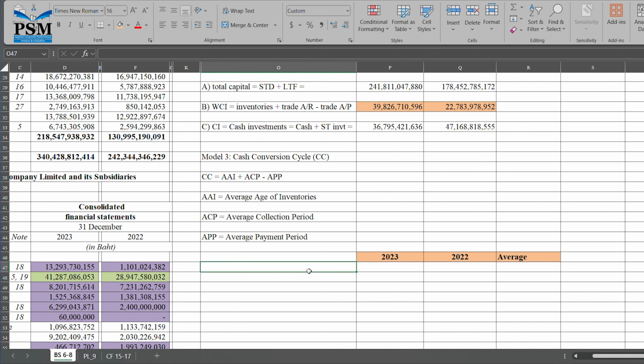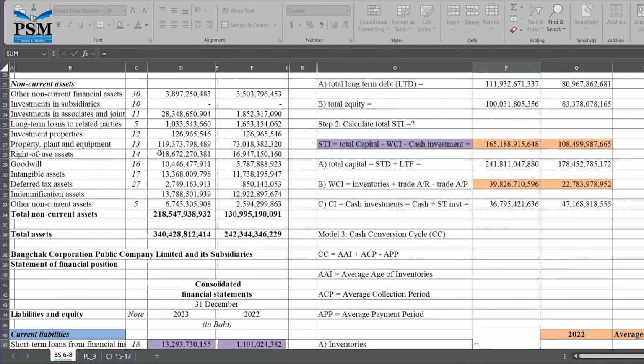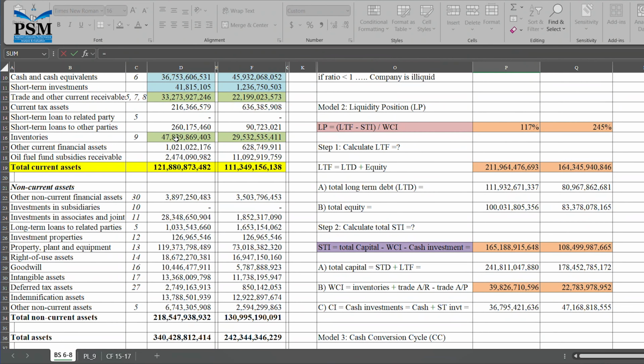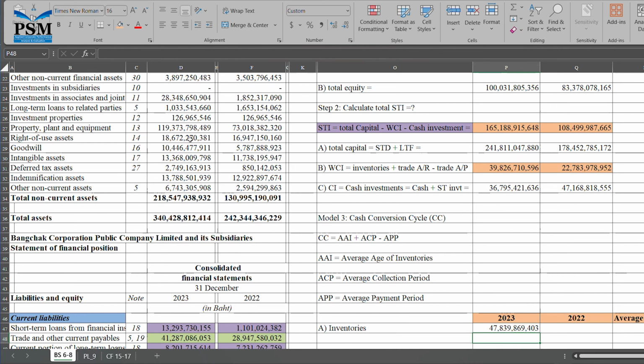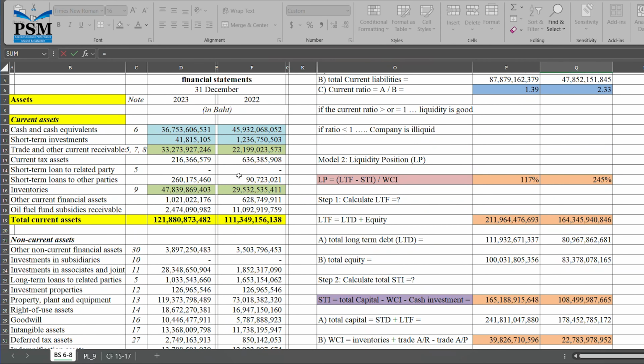First, let's call it A. We begin with inventory amounts. We collect it from the balance sheet under the current assets. That number is on the balance sheet under the current assets. It is row number 16. And then for the year 2022, the same place, but different year.